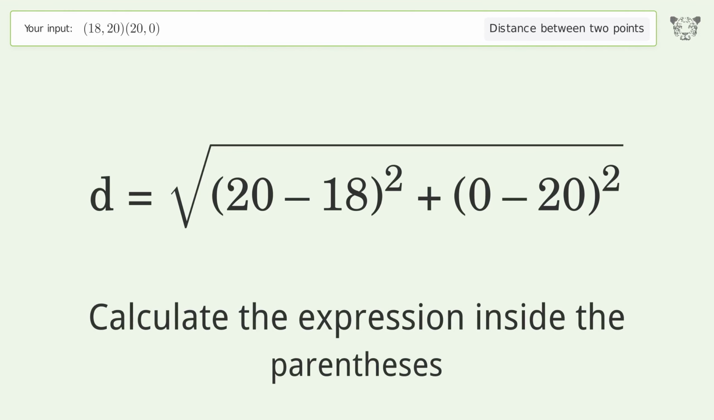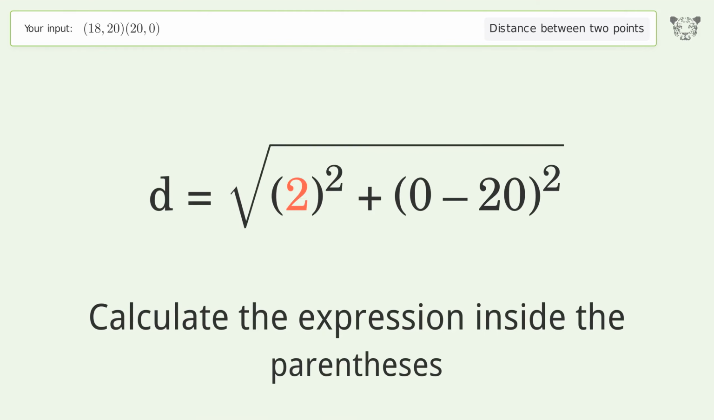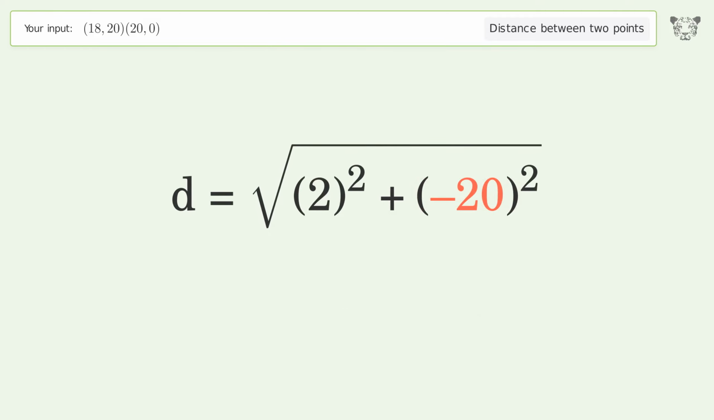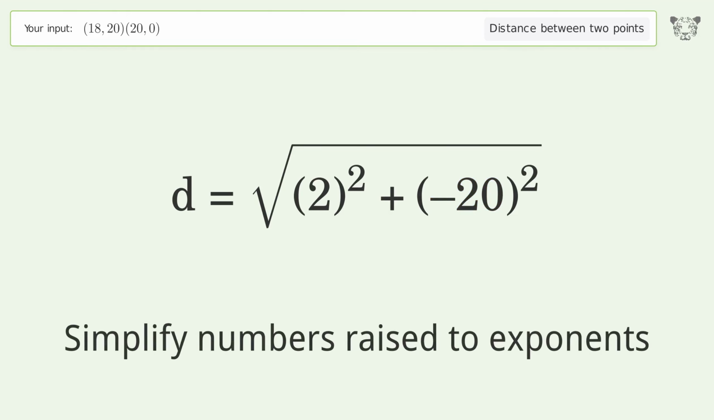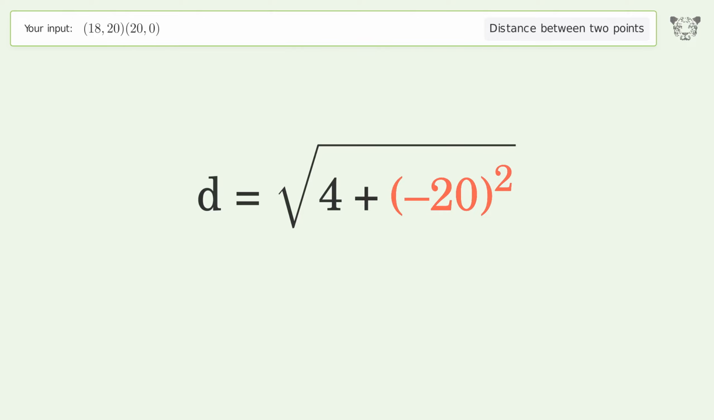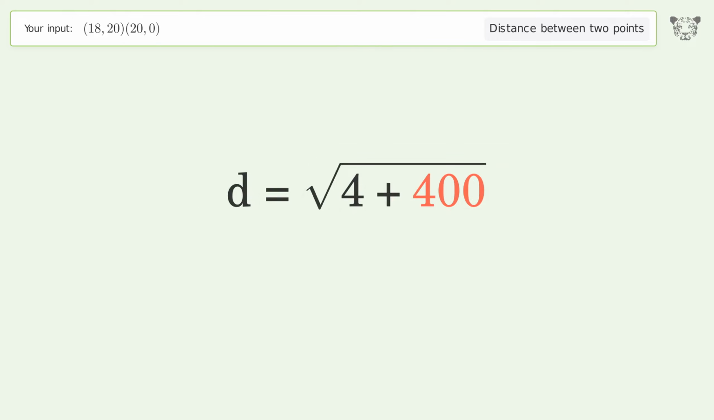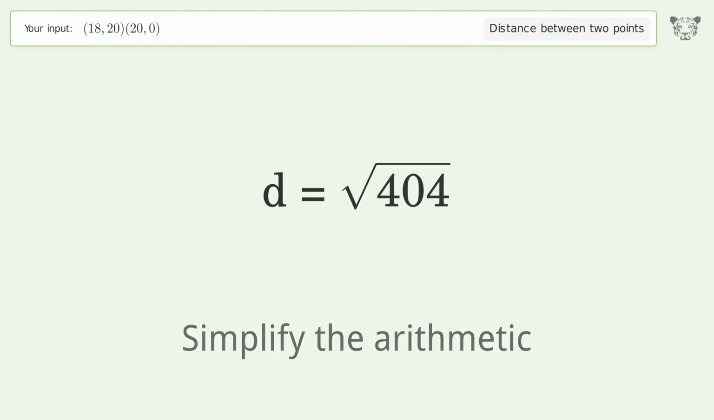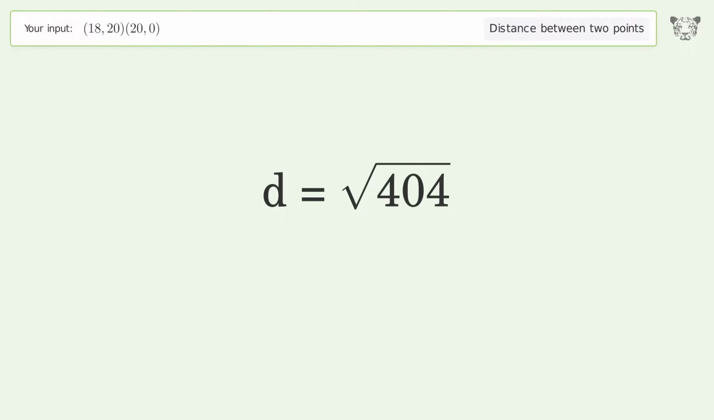Calculate the expression inside the parentheses. Simplify numbers raised to exponents. Simplify the arithmetic. And so the distance between the 2 points is the square root of 404, or 20.1.